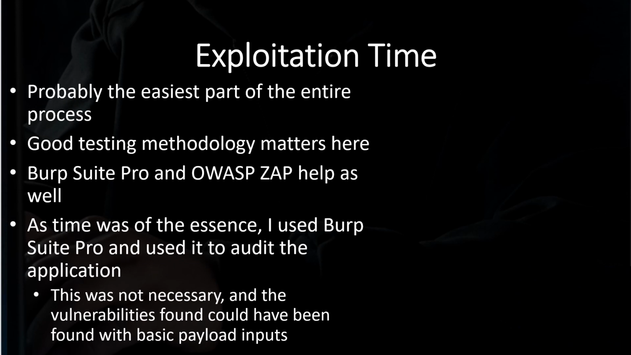So the exploitation itself is probably the easiest part of the entire process. Good testing methodology matters here, and using tools also works well. Burp Suite Pro and OWASP ZAP help really well. As time was of the essence, I used Burp Suite Pro because I have it. You could also use OWASP ZAP, which is a free product, which is incredible. However, these tools are really not necessary. They just help you with time management and project management a bit. The vulnerabilities that I found in the short exploitation window I had could have been found with basic inputs.